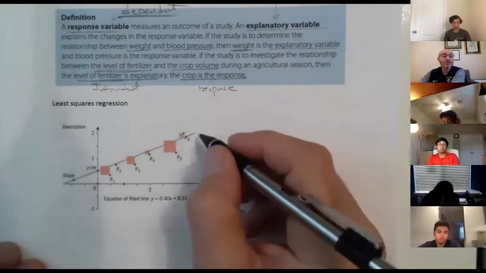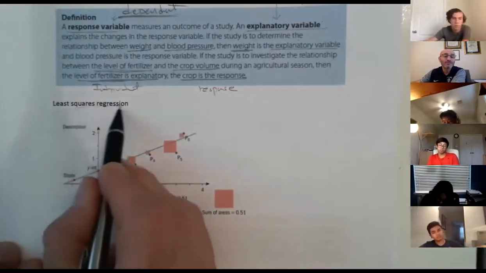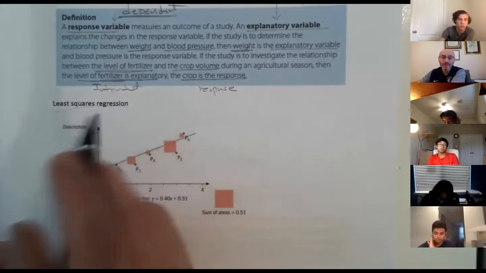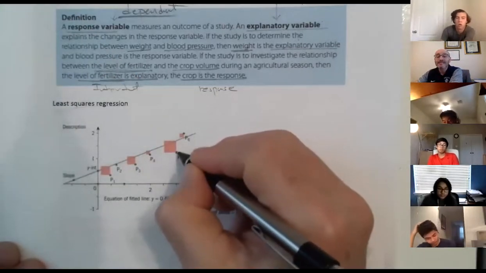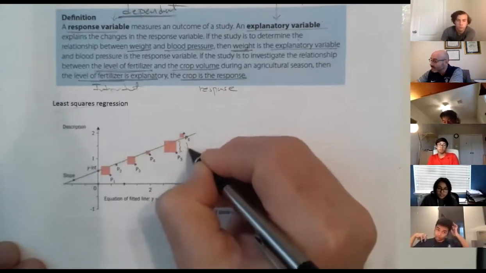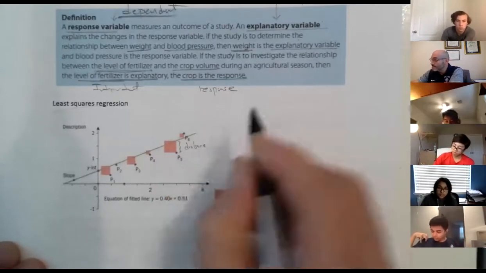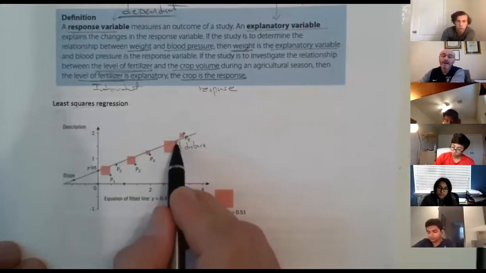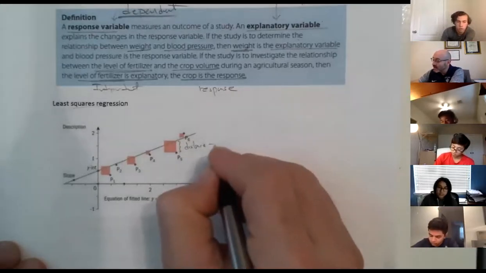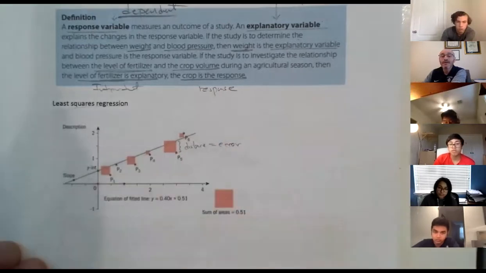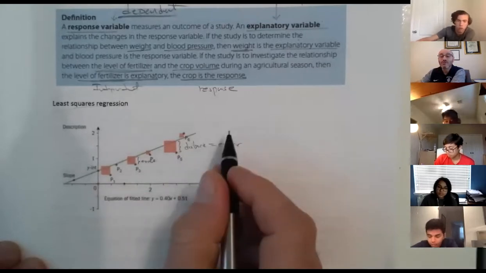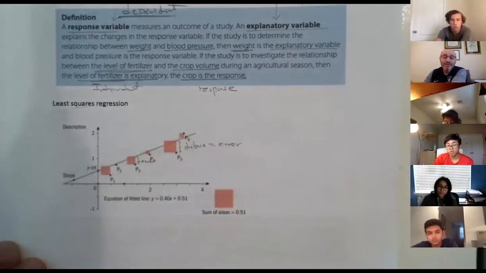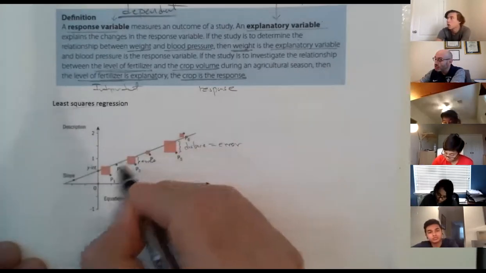So basically, the least square regression, what we are doing when we use the calculator is that the calculator finds the distance between a point and the actual line. Well, that distance really is an error, right? Because the line is not going through that point. So this is an error, this is another error, and so on and so forth, all right? So what the method does is try to minimize those errors.